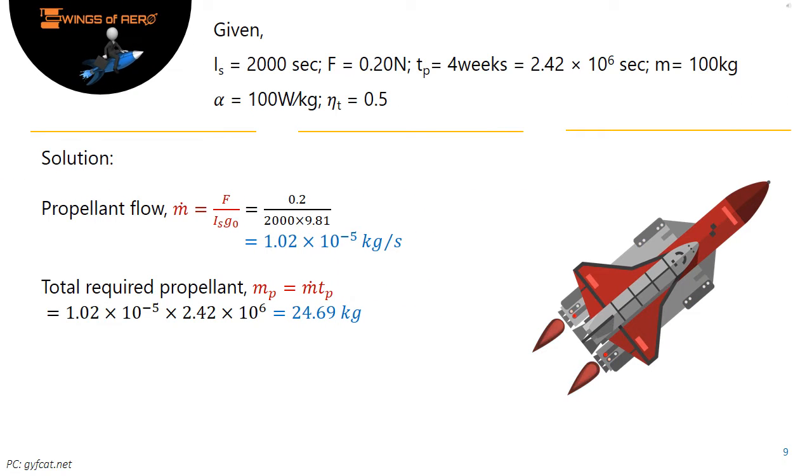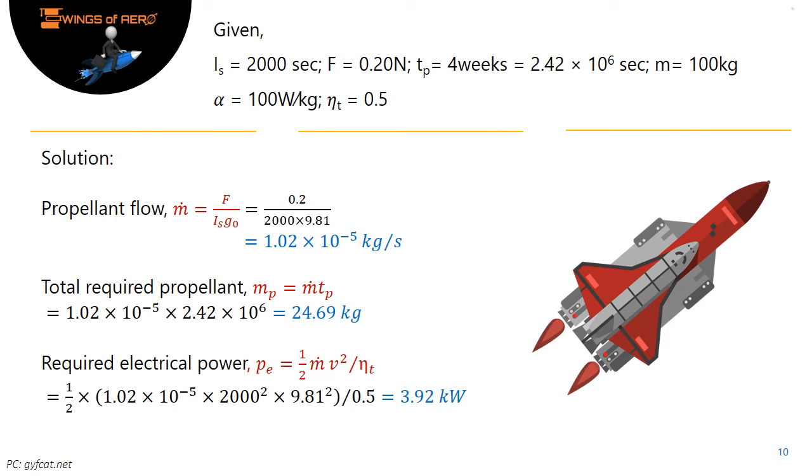Next, find the total required propellant. For a cumulative period of operation, the amount of required propellant is the product of mass flow rate and time period. Then write m suffix p is equal to m dot into t suffix p, where Tp is the given duration and m dot is the propellant mass flow which we have found out. Solve this equation with known values. Thus the total required propellant is 24.69 kg.